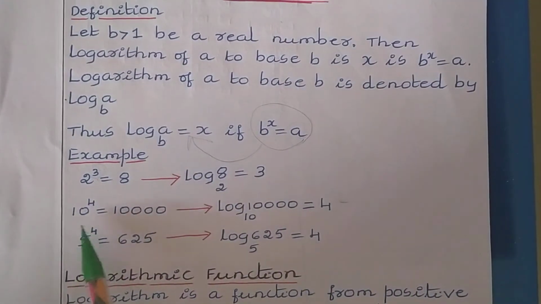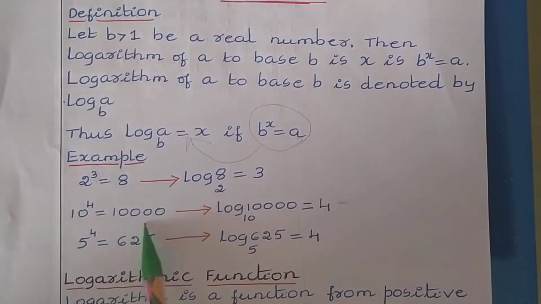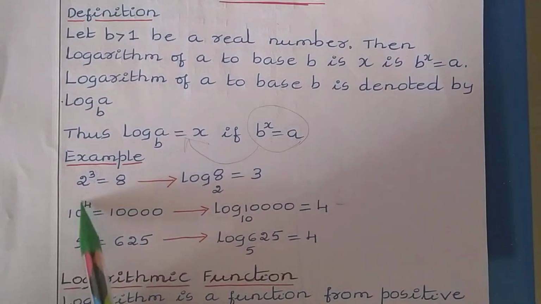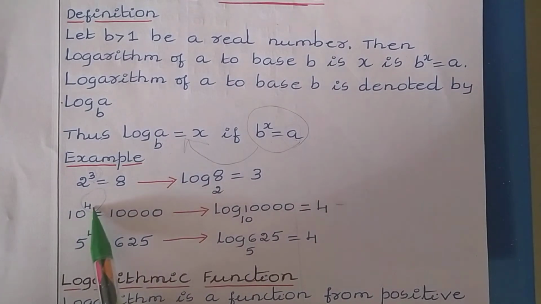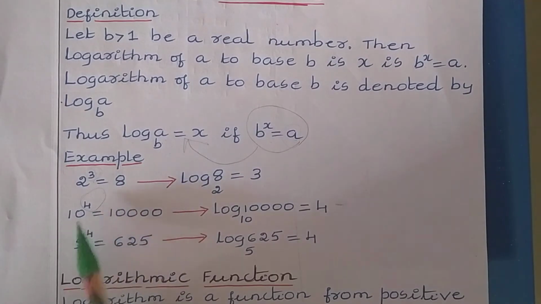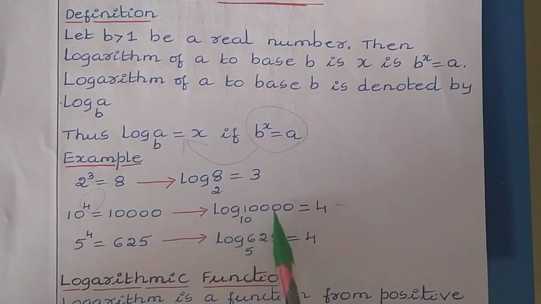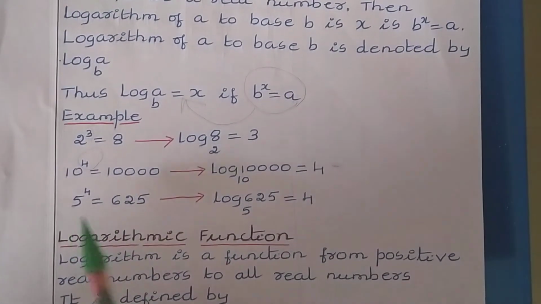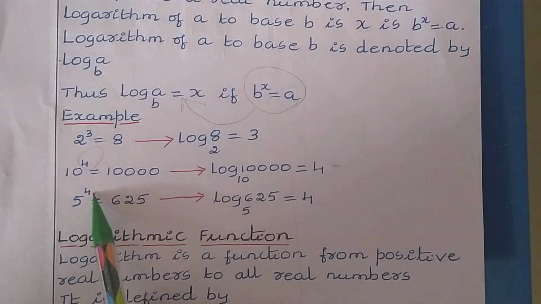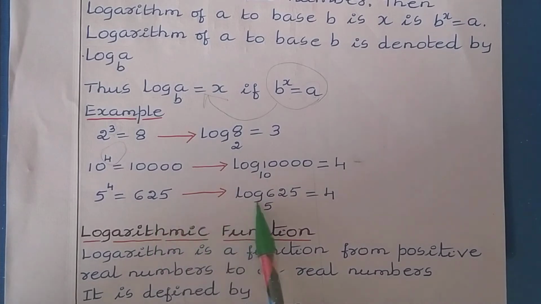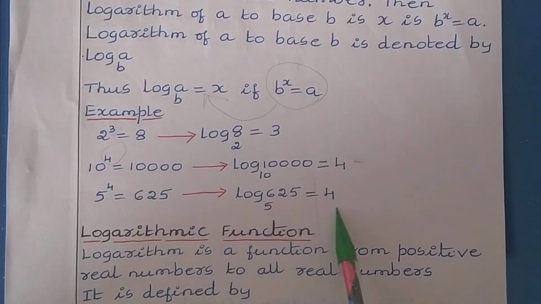Similarly, here we have 10 to the power 4 is equal to 10,000. How we can write this? Here, this power value is the output of this logarithm function. So, here we can write log 10,000 base 10 is equal to 4. Similarly, 5 to the power 4 is equal to 625. This we can write as log 625 to base 5 is equal to 4.